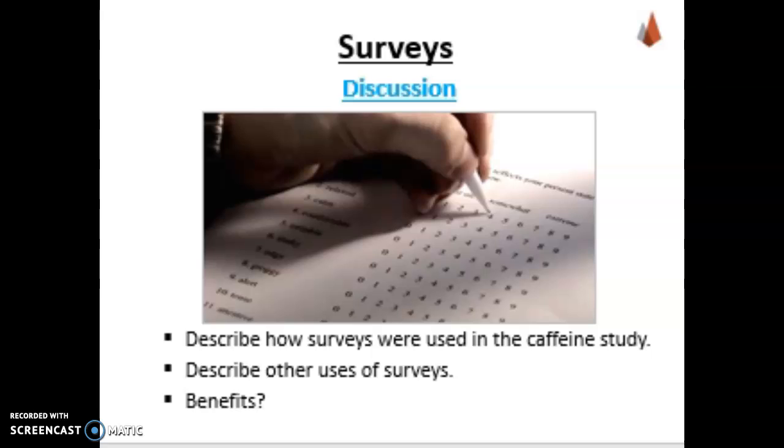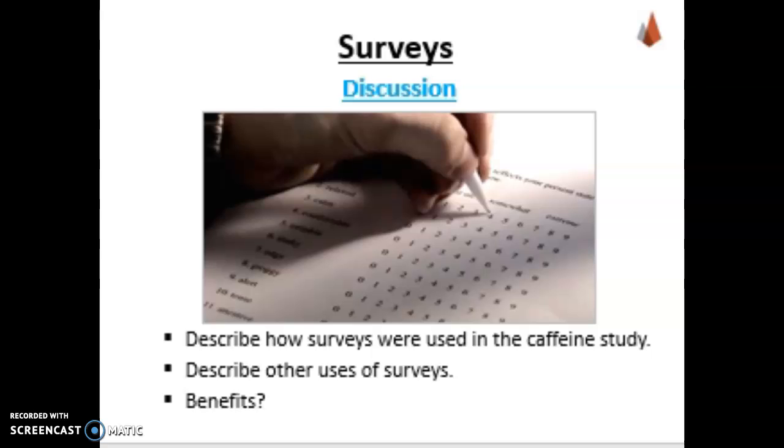Okay, so we can use surveys. Describe how surveys were used in the caffeine study. Again, I will post that link in Brightspace. The caffeine study used surveys to capture beliefs about caffeine. Other uses of surveys: you can use them to generate responses of satisfaction, preferences, etc.